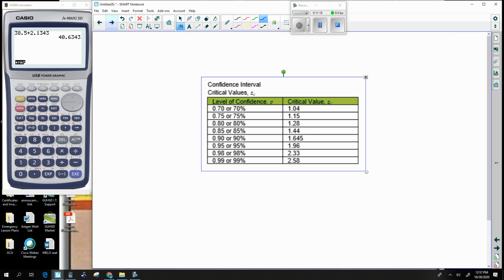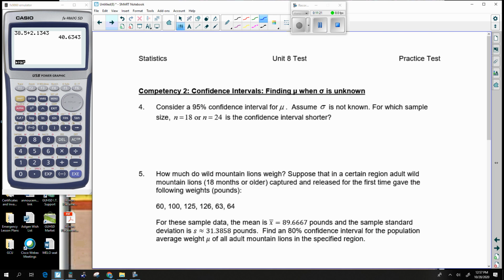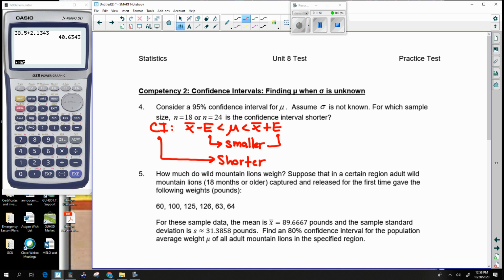Okay, the next competency is dealing with S's. So we're going to have to change things up a little bit. So we begin with the hypothetical problem. And so we want a confidence interval that is shorter. So the confidence interval is still X bar minus E, X bar plus E. And we want our confidence interval to be shorter. So if that's the case, what does E need to be? Well, E needs to be smaller. I want that to be shorter, smaller.